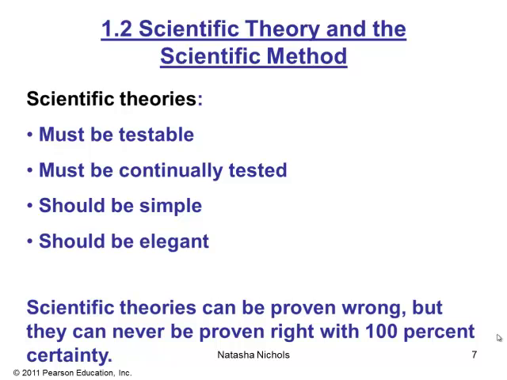Now, when we say elegant, we mean mathematically elegant. It should not be this incredibly complicated, convoluted explanation for what we observe. But as usual, the simplest answer is usually the correct one. So as scientists, we always strive towards a simple, elegant solution. Scientific theories can be proven wrong, but they can never be proven right with 100% certainty.